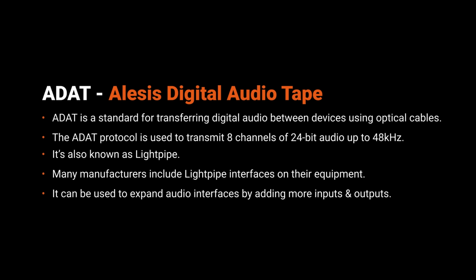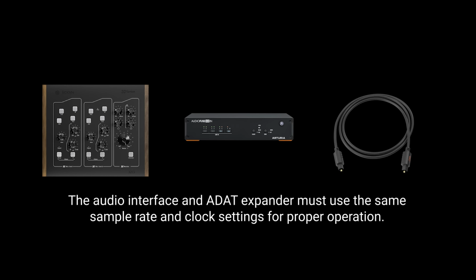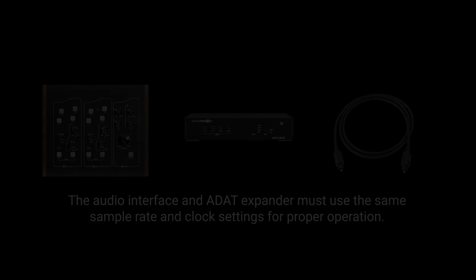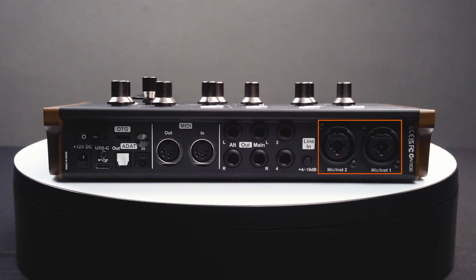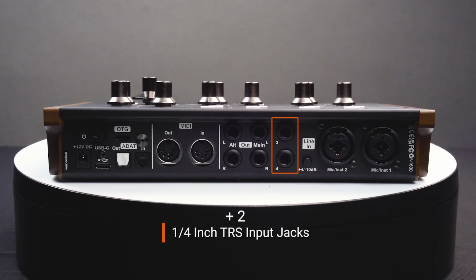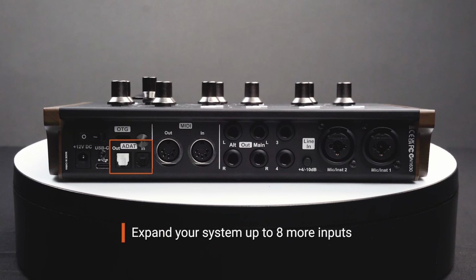To take advantage of ADAT, you'll need an audio interface with ADAT input and/or output, an ADAT expander like the Arturia AudioFuse X8IN used in this example, an optical lightpipe cable, and matching sample rates and correct clock settings. Here's how it works using the 32CI as an example. The 32CI gives you 2 built-in inputs. By connecting the expander via ADAT, you instantly gain 8 additional mic or line inputs, all appearing in your DAW.